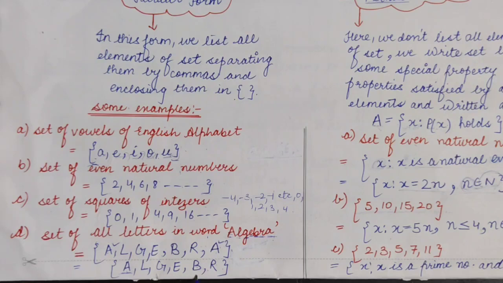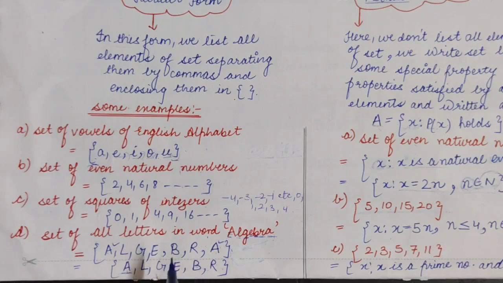But after that, observe what I have done. I have removed this A. Why have I removed this A? Because it was repeating. A was coming here and A was coming here also. Now I have told you, in roster form we will never do repetition. So it will be only A, L, G, E, B, comma, R. We will not write this A again. Fine. So never ever do we repeat elements in the roster form. So this is our roster form.